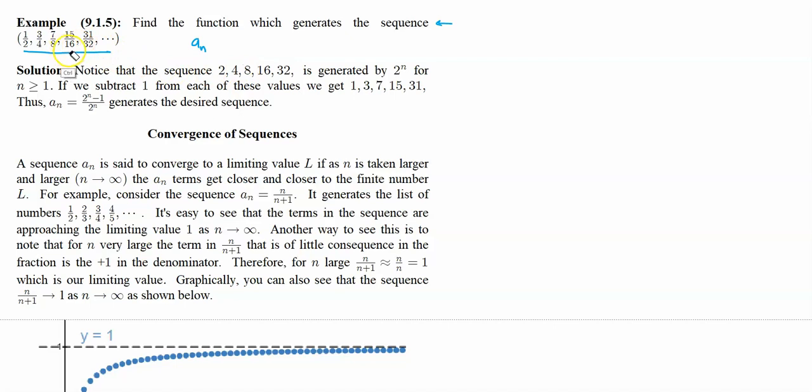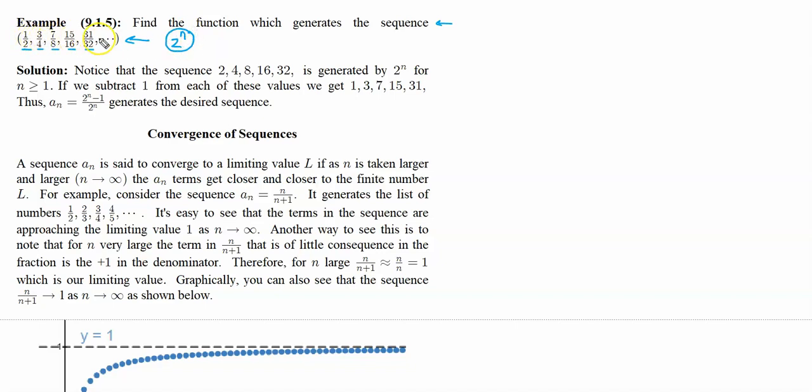Well, what you have to do with a problem like this is you just have to do some pattern recognition. For example, if we look at the denominator of these numbers, we see the 2, 4, 8, 16, 32. Those look familiar. Those look like 2 to the n power, right? See, if I put in 1 for n, I get 2. If I put 2 in for n, I get 4. If we put 3 in for n, we get 8. 4 in for n, we get 16. So it looks like the denominator is being generated by 2 to the n power.